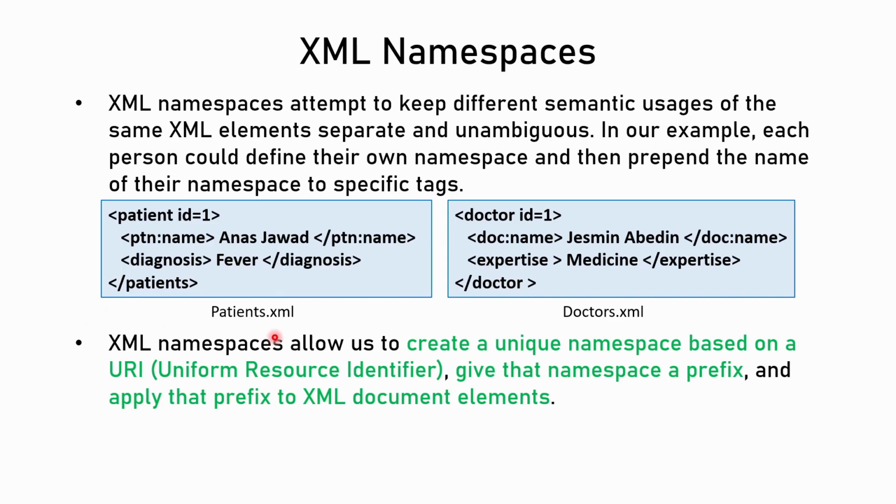So essentially, XML namespaces allow us to create a unique namespace based on a URI or Uniform Resource Identifier, give that namespace a prefix, and apply that prefix to XML document elements. By the way, XML namespaces is actually a very core concept when it comes to XSLT, which we will be taking a look at later.